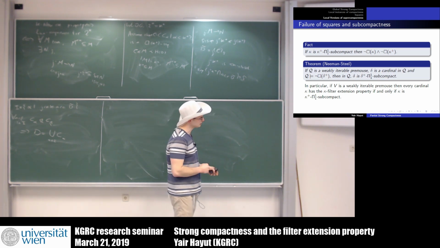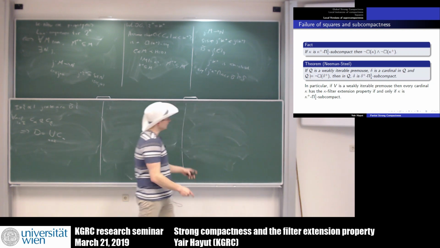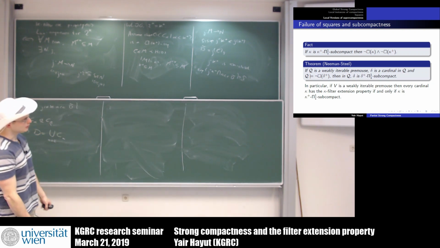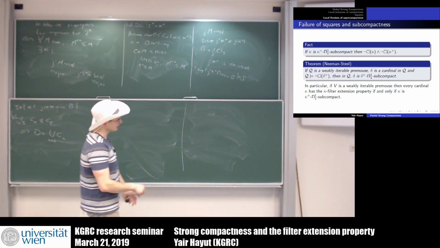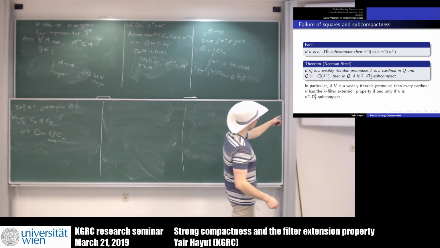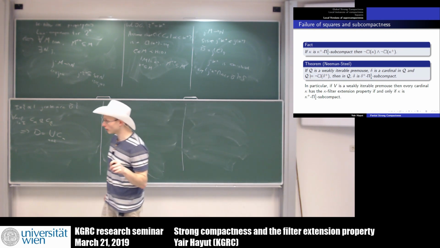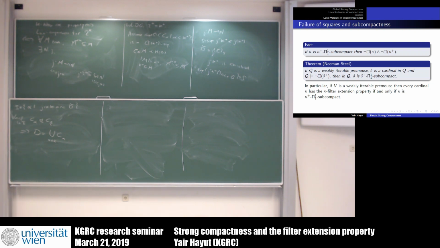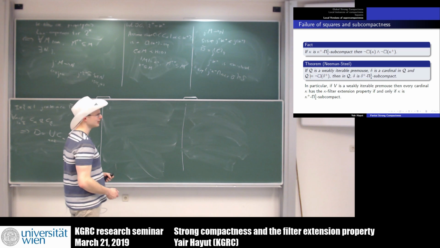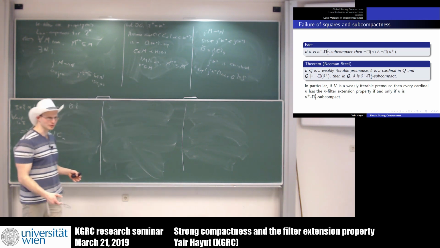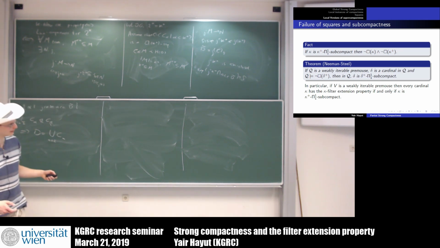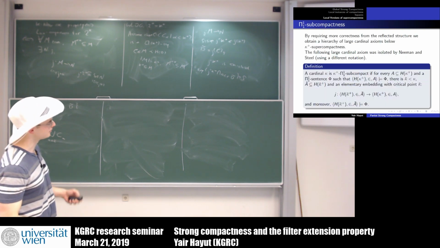Yes, okay. Here I'm writing if and only if. So there is the second direction, saying that if kappa is kappa plus pi11 subcompact, then actually the filter extension property holds for kappa. Yeah, this is again an easy exercise. Maybe I should actually do this, just in order to get one application of pi11 subcompactness, so as not to leave it that vague.